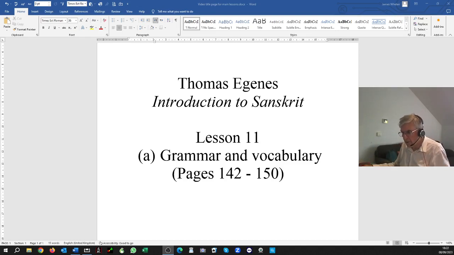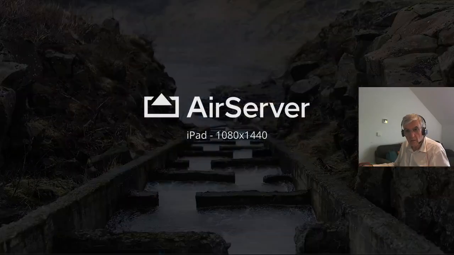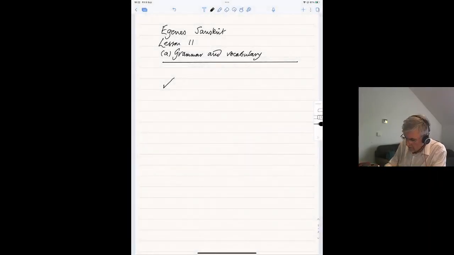Give you the iPad. Here we are. The root sthā means to stand, cognate with our English word to stand. It's a verb that reduplicates in the present tense. So it reduplicates part of the first syllable in a modified form. In this case, part of the only syllable, the only one syllable, sthā.